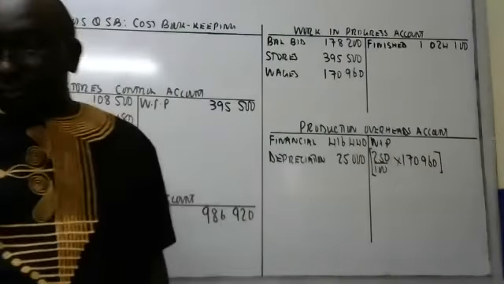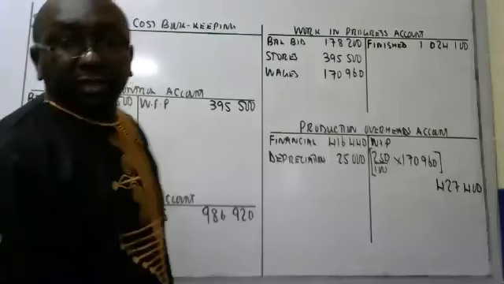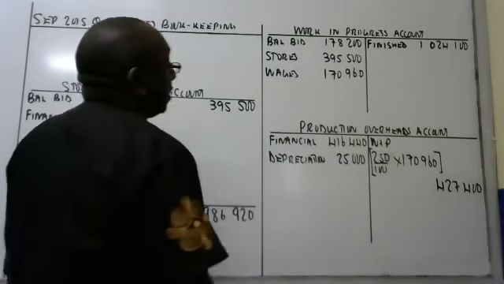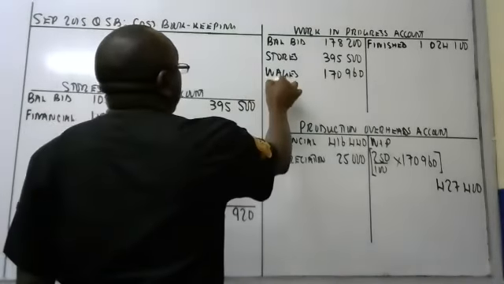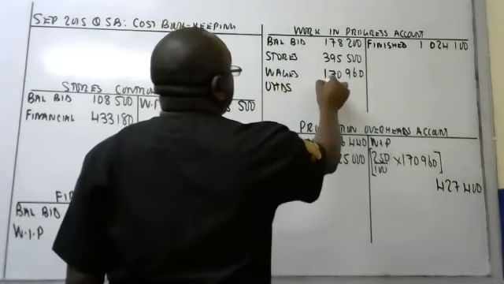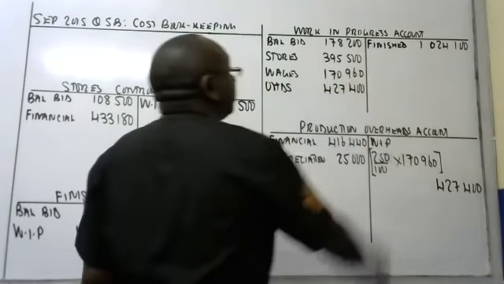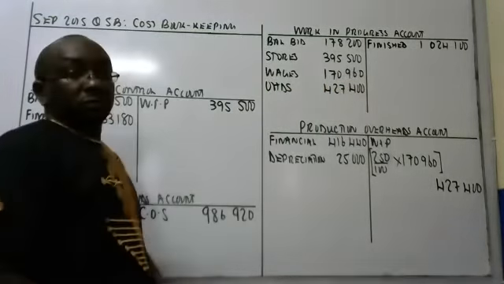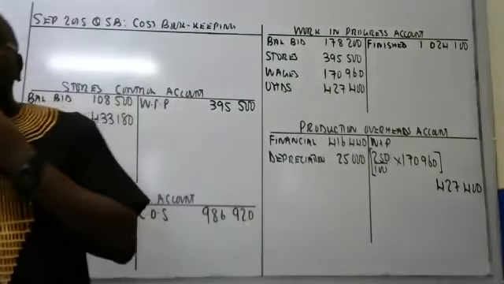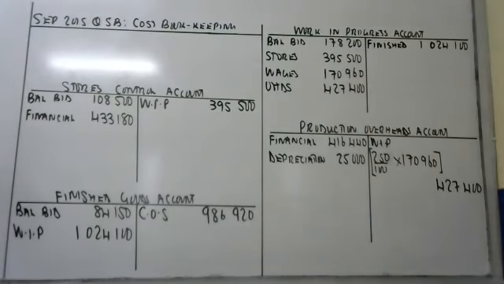Oh, good. You can see Brian, 427,400. And that amount, yeah, good, I can see all those. That amount, we bring it here. Because of overheads, 427,400. So from there now, we close the accounts.